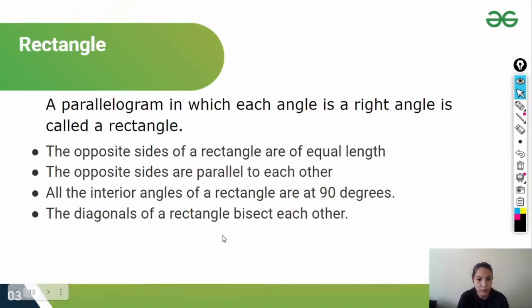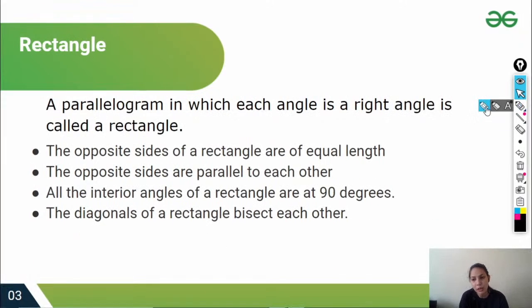Let's move to rectangle. Rectangle sabhi ne suna hoga. Still, let's discuss. Rectangle is also a parallelogram, kyunki rectangle mein bhi you can see the opposite sides are parallel. Opposite sides are parallel. Okay, so a parallelogram in which each angle is a right angle.